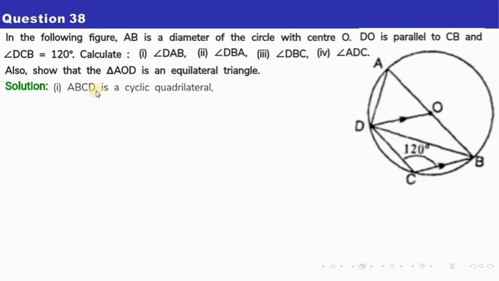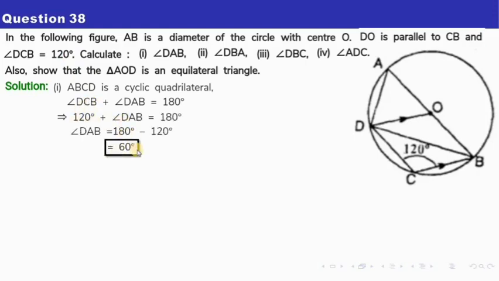So ABCD is a cyclic quadrilateral, that means angle C plus angle A will be equal to 180 degrees. Now what is DCB given? DCB is given as 120 degrees. So instead of this I have written 120, and from here DAB turns out to be 60 degrees. So our first answer, DAB, this angle, turns out to be 60 degrees.